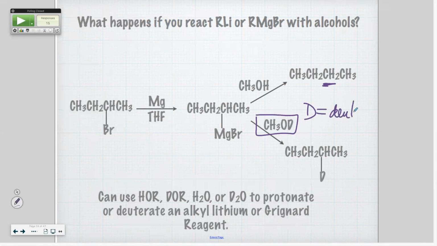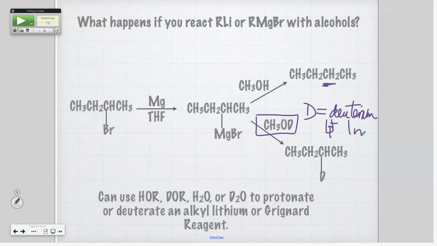Deuterium. What is that? It has one proton and one neutron. Okay, heavy hydrogen. Regular hydrogen, the most common one, only has a proton. It doesn't have a neutron.